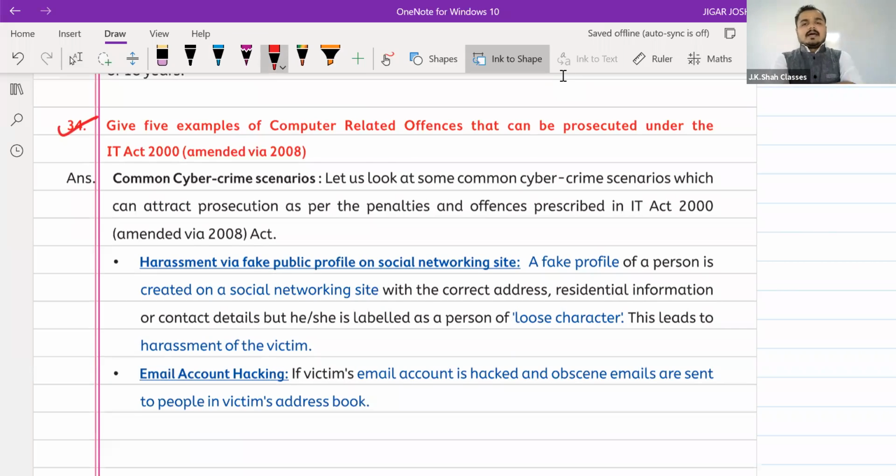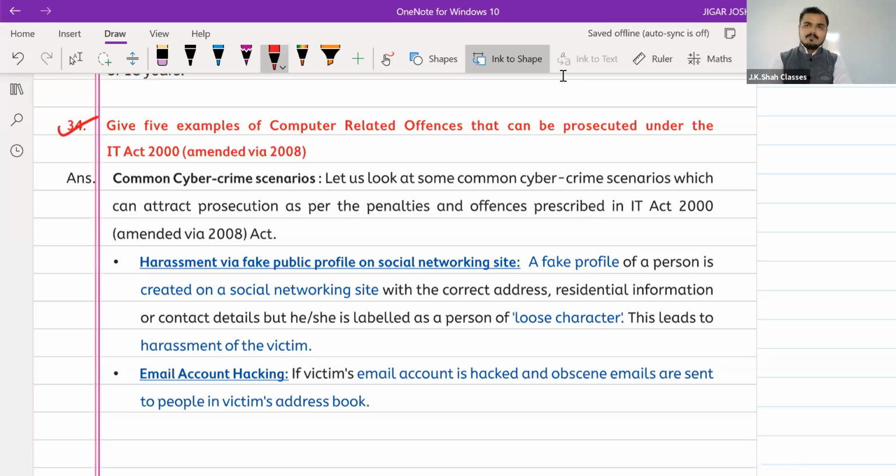Now, they are asking you a very simple thing: explain any 5 computer-related offenses. They had not specified any section, not even as per the United Manual. So we do not want to consider the United Manual also. Now we are just writing a very simple question.